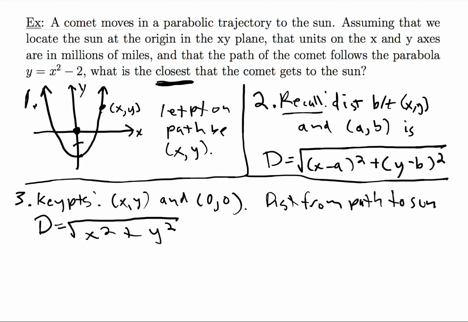Now you'll notice I still don't quite have this down in terms of one variable yet, so I need to do a little bit of extra digging here to get this in an appropriate form. I need to come up with a way to rewrite either y or x, and handily, if I look at the path that my comet is traveling along, I may as well take that information and sub in y, because the xy coordinate of my comet is given by lying on that curve, so I may as well sub in y where appropriate.